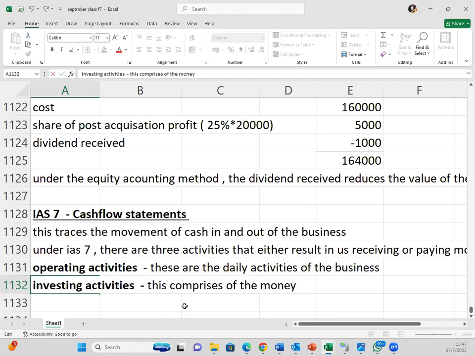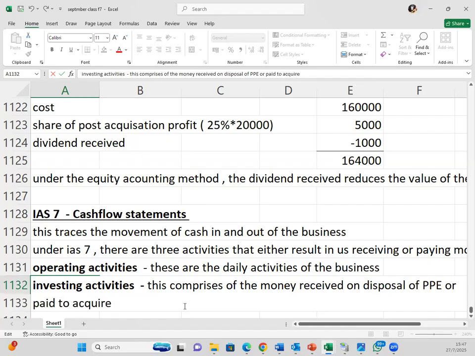So this comprises of the money received on disposal of non-current assets, disposal of PPE, or paid to acquire the PPE.